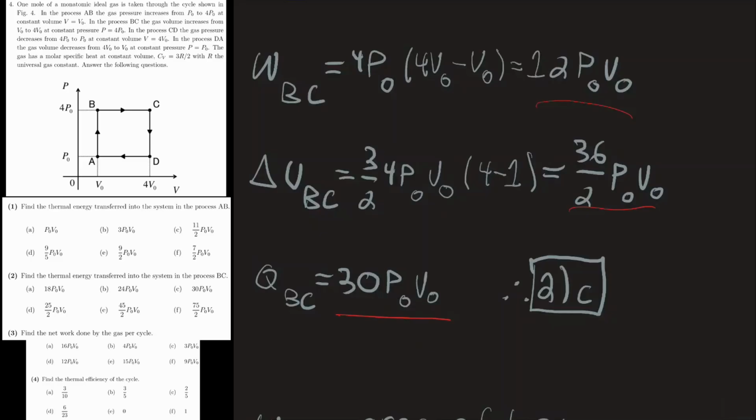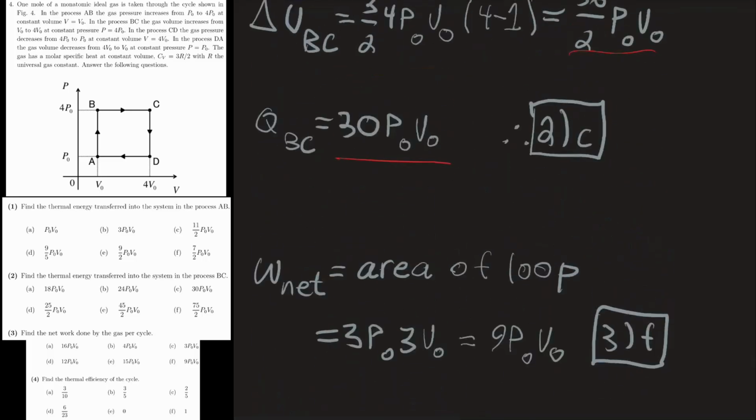So next is part 3, which says, find the net work done by the gas per cycle. So to answer this, you could find the work done in every step and combine it in order to find the net work. It wouldn't even take that long since we already found the work for BC, and the only other step that does work is DA, since in CD, the volume does not change. But if you happen to know this trick right here, you can answer it a bit faster.